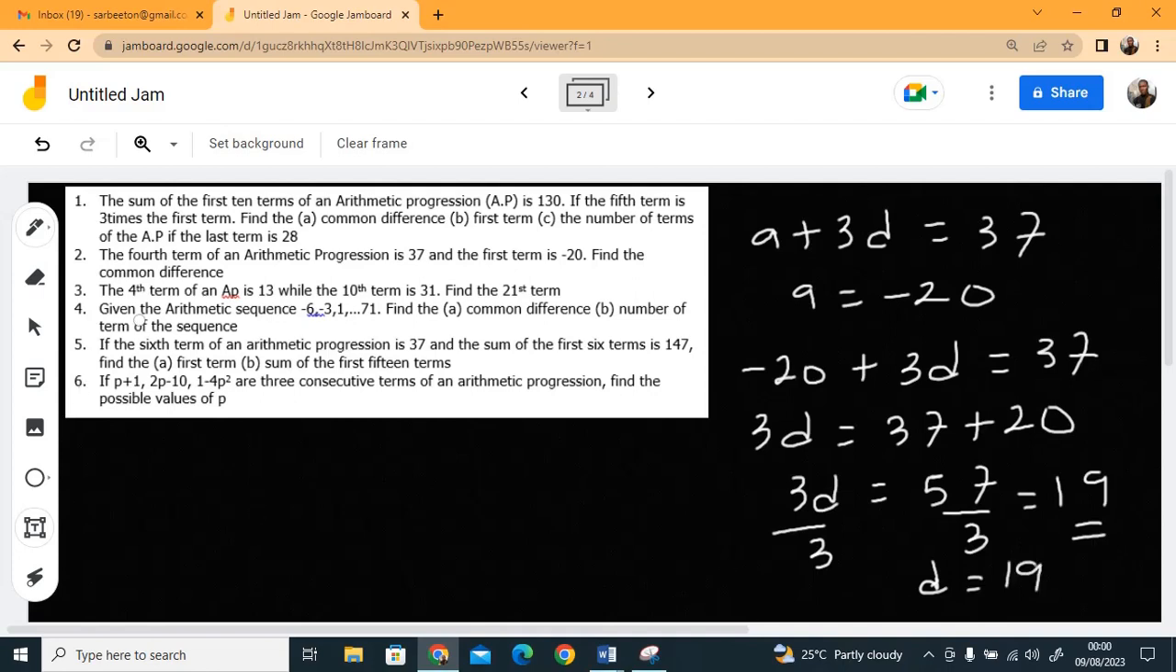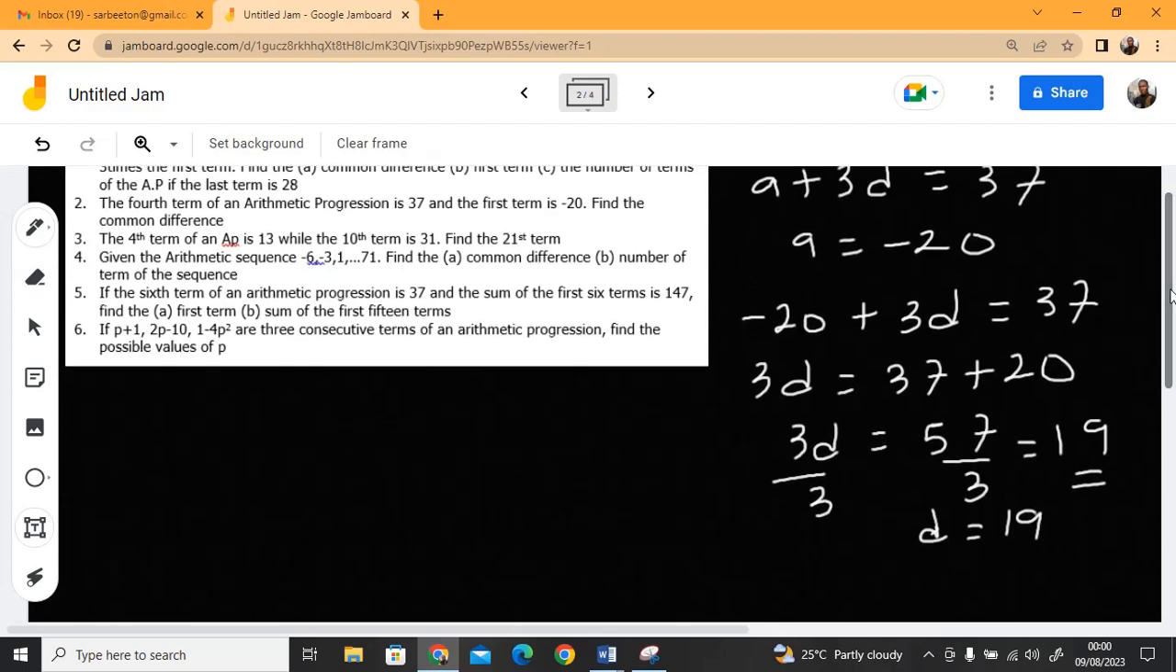Now the next one. They said the fourth term of an AP is 13, while the 10th term is 31. Find the 21st term. This looks like the one we did earlier. The fourth term of an AP is a plus 3d, which is 13, and the 10th term is a plus 9d equals 31. I'm going to put minus a, because the a's are the same thing.